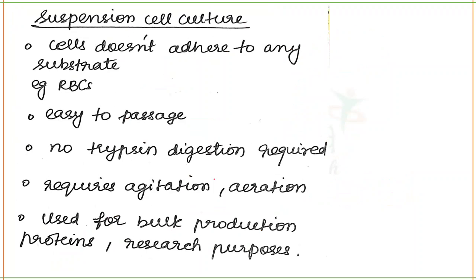Okay, next is your suspension cell culture. Cells that do not adhere to the substrate, like your red blood cells, can be grown in suspension culture. They are very easy to passage. They do not require any trypsin. They do not require agitation or aeration. They are used for the bulk production of proteins and also for research purposes.